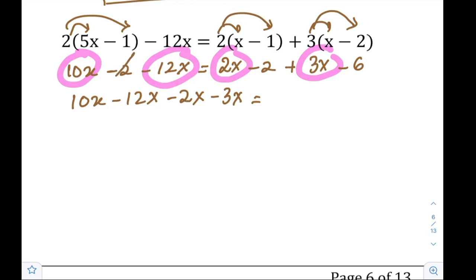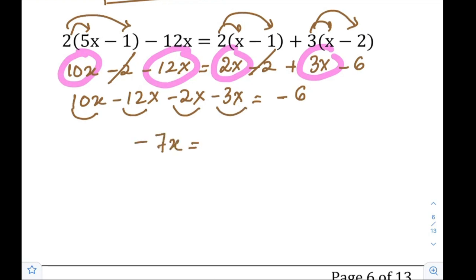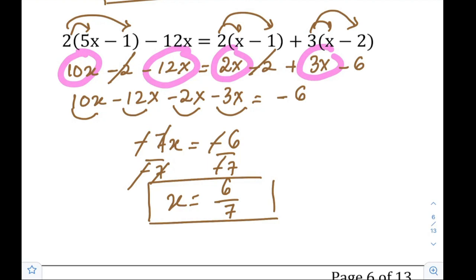We have here negative 2 goes with negative 2. They are the same numbers with same signs in both sides. I will subtract negative 2, or we add 2 to both sides, same thing. And we end up that side with negative 6 only. Now 10 minus 12 is negative 2. Negative 2 minus 2, negative 4. Negative 4 minus 3, negative 7x. And when you divide by negative 7, negative over negative, it will be 6 over 7. And the solution now is a fraction. No worries. 6 over 7.